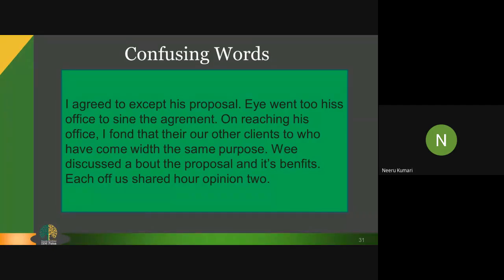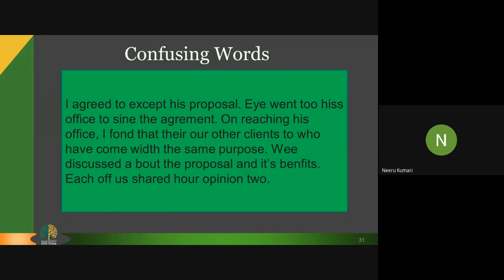Whenever you are asked to share your opinion, you should share it within the chat box. You can read a very brief paragraph on the screen, which I am going to read. I agreed to accept his proposal. I went to his office to sign the agreement. On reaching his office, I found that there are other clients too who have come with the same purpose. We discussed about the proposal and its benefit. Each of us shared our opinion too.